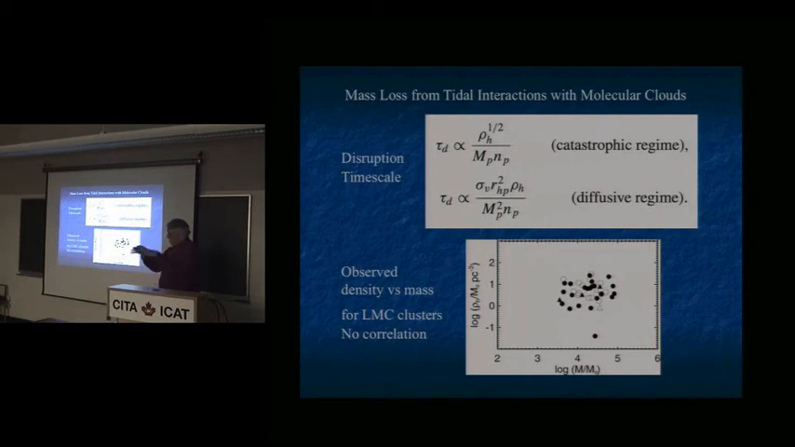And in one regime, if you have a big puffy cluster, a molecular cloud can go right into the center and blow the thing up on a single encounter. That's the catastrophic regime. If the cluster itself is very tightly bound, then you've got to have a lot more of these things pass by outside, and then the effect builds up, and that's the diffusion.